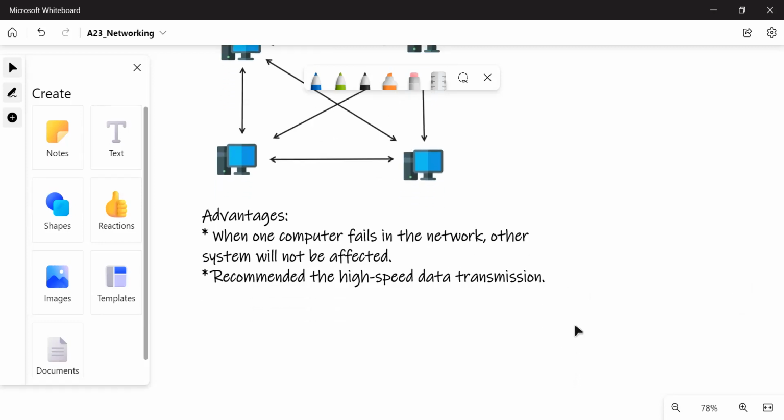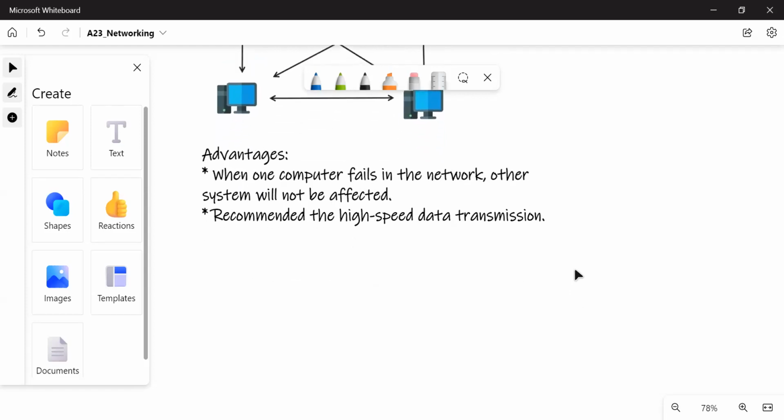So those are the advantages of the system. Then next we have disadvantages.